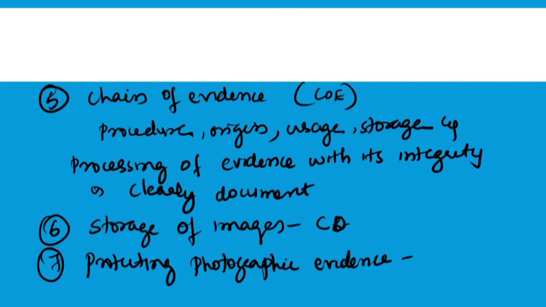The next point is chain of evidence. In chain of evidence, you should keep the procedure, origin, usage, storage, and processing of evidence with integrity clearly documented. And the sixth point is the storage of images. You should store the images in a CD or other storage devices after capturing, and immediately transfer them to the storage devices.